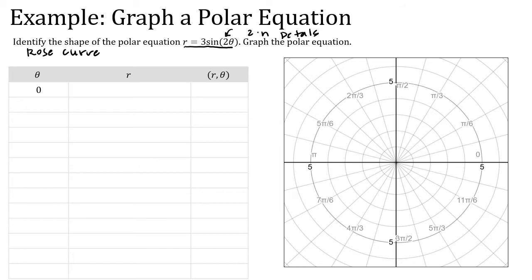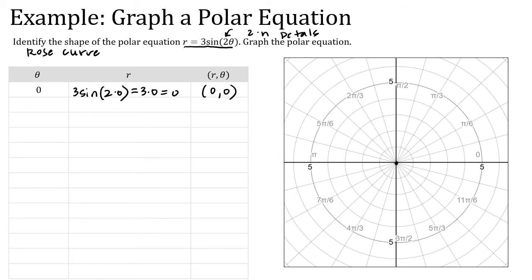So if I input 0 radians into this equation, r is going to equal whatever 3 times the sine of 2 times 0 is. And let's see, 2 times 0 is 0, and the sine of 0 is 0, so this becomes 3 times 0, which is 0. So our very first ordered pair is the ordered pair 0, 0, right at the origin or the pole.